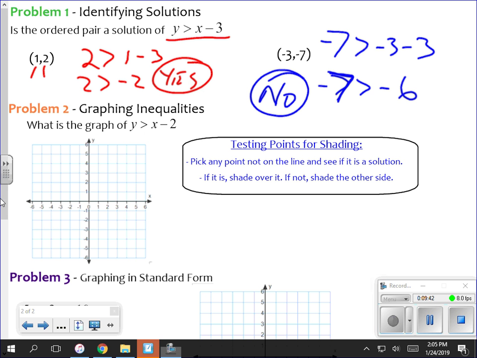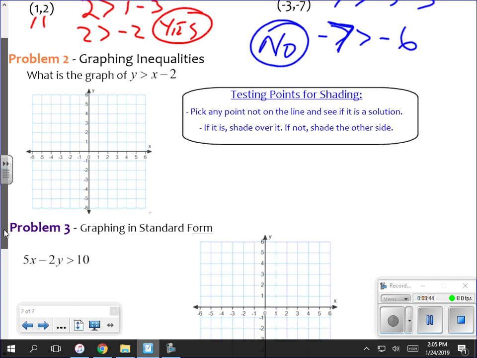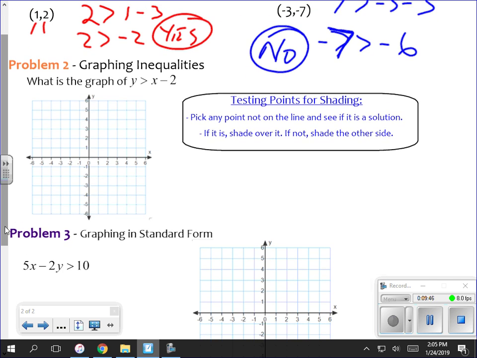Okay, so let's do a little bit of graphing here. Now, you can try to remember whether you shade above or below. That'll usually work. But there are other ways to decide which side of the line to shade. You still graph the line the same way. I have the equation y equals x minus 2. My slope is 1. My y-intercept is negative 2.